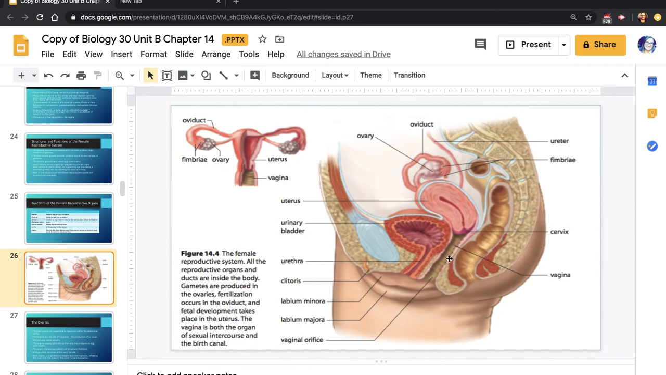So if we think about it, we're a little bit different than males because we have these two different openings. This is our reproductive opening. This is the urine opening, whereas males, their pee and their sperm come out of the same tube. Not the case for females. So yeah, that's the urethra right there. This is the bladder. Is there anything else?